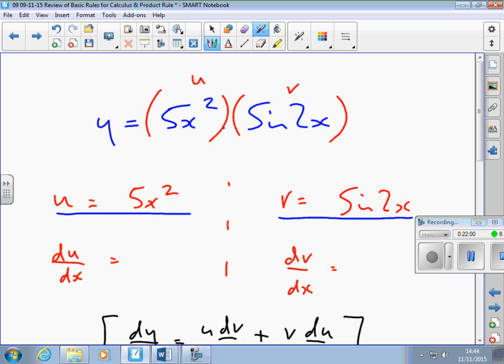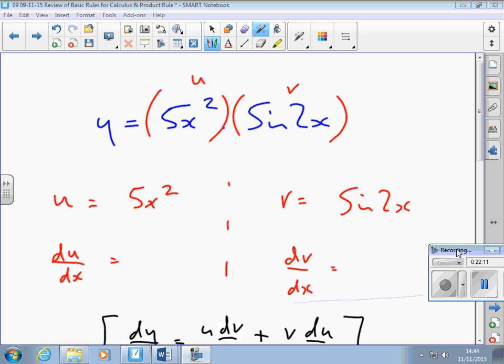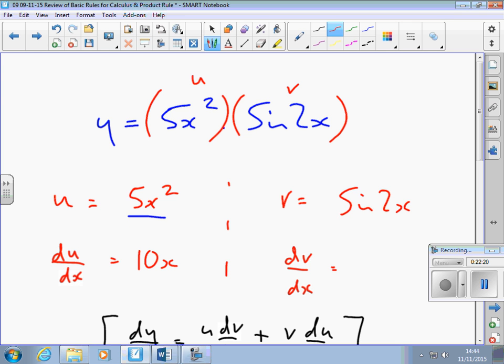Write down what v is and differentiate that. So that's the first steps. Write down what u and v are and differentiate them. So what is the differential of 5x squared? 10x. So 10x goes in there.